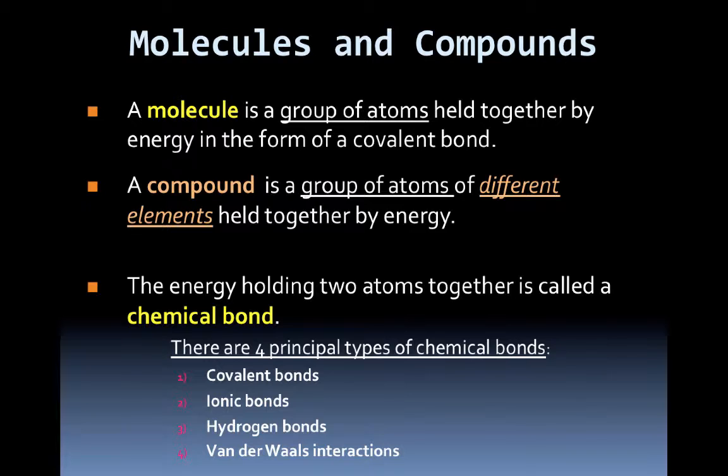Ionic bonds, hydrogen bonds, and van der Waals interactions are not as strong as covalent bonds. However, they are still very important in biology. Ionic bonds occur between atoms that have charges. An ionic bond occurs between a positively charged atom called a cation and a negatively charged atom called an anion. This is a relatively strong attraction between opposite charges and results in what's called an ionic compound.